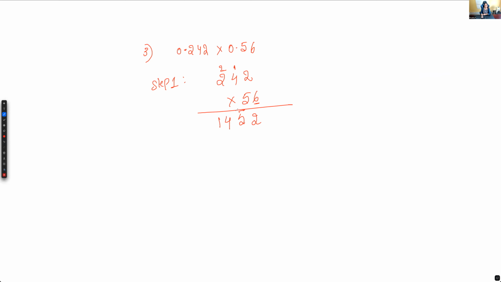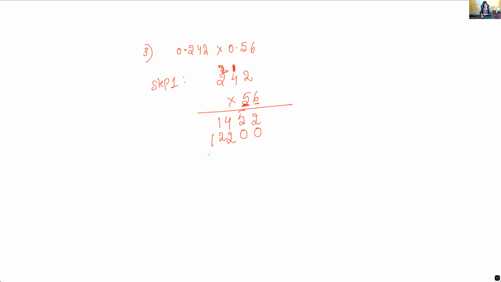Okay. Now we are multiplying by the tens place. The tens digit is 5. To multiply with the tens digit, in the ones place I'm keeping 0. So 5 times 2 is 10, 0, and we got 1 as a carry. So 5 times 4 is 20. 20 plus 1 is 22. Again, we got a 2 as a carry now. 5 times 2 is 10. 10 plus 2 is 12.